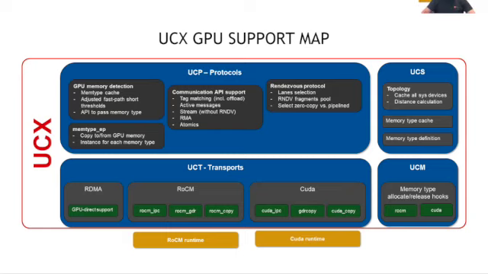On the UCM, we have memory hooks to handle allocate and release calls for CUDA memory. And this way we can populate a memory type cache and have a fast detection of memory type without actually going to the driver or to the memory domain to query from the system.